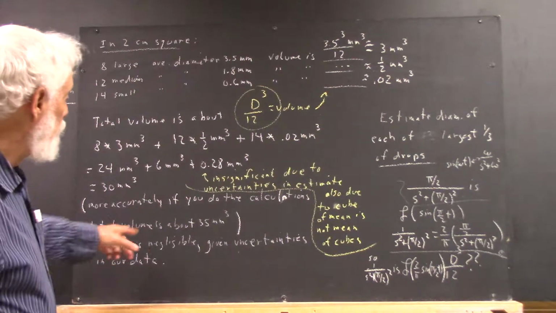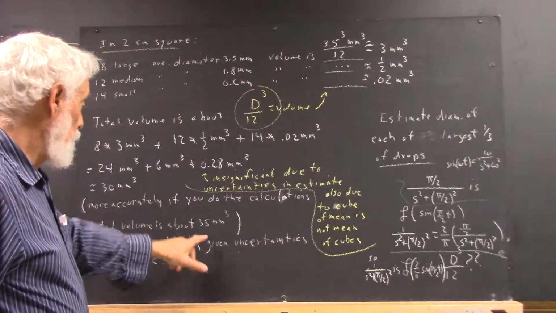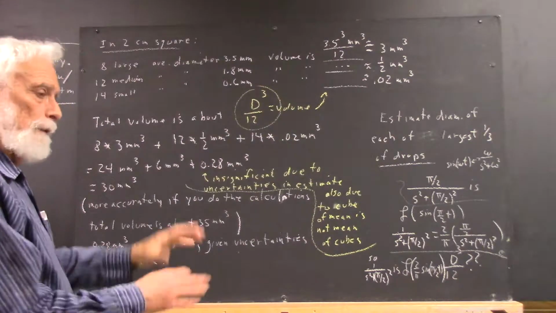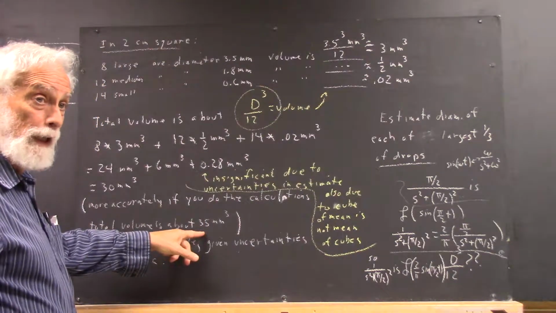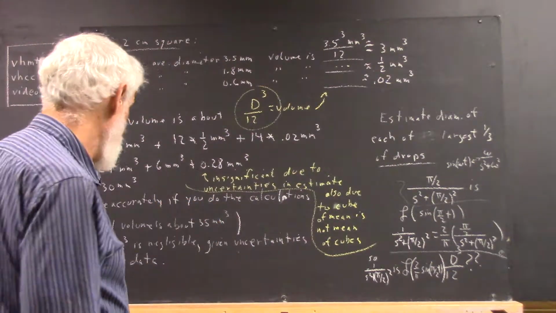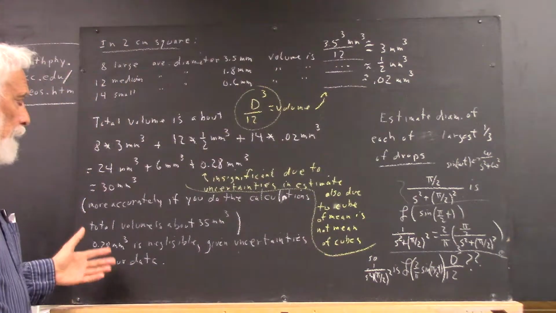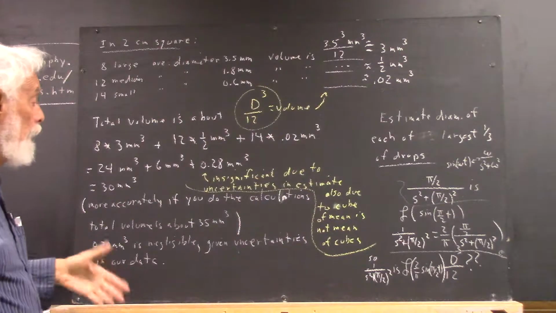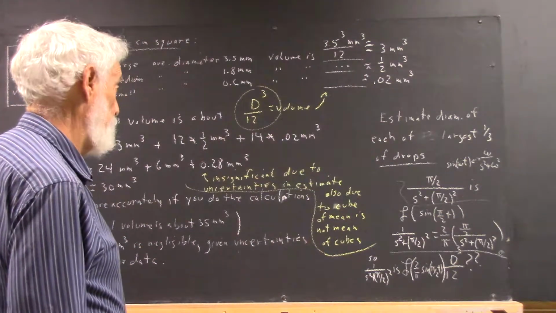Okay, well, more accurately, if you actually do these calculations and don't round things off, it's closer to 35 cubic millimeters, but still, we don't have a whole lot of faith in that being 100% accurate. Maybe we're plus or minus 25% if we made good estimates. Okay, and I again repeat that the 0.028 cubic millimeters is negligible given the uncertainties in our data.